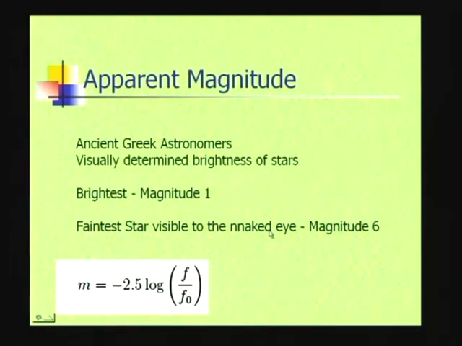Okay, so this was done when only the eye was available for optical observations. Later on, people could use photometers, and people found that this was a logarithmic scale. The response of the eye is logarithmic. It is not a linear response.